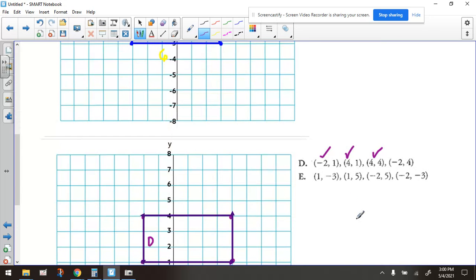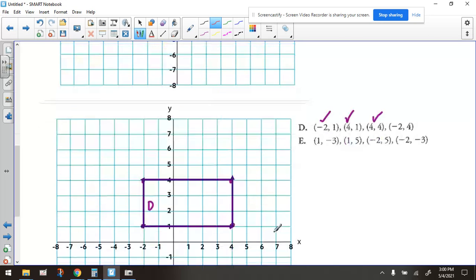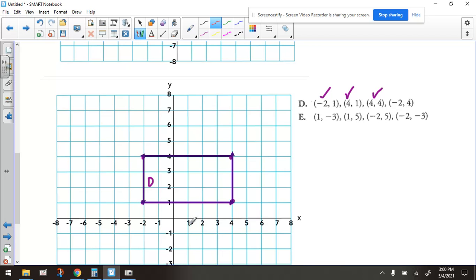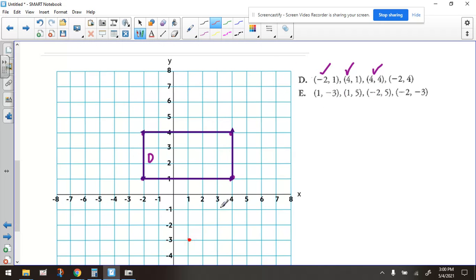All right, and then lastly, let's plot letter choice E. How about we use red again? So letter choice E, our first point, or our first ordered pair, is 1, -3. So if we go over 1 and then down 3, go over 1, up 5. And by the way, we could predict that that would be a vertical line just because the x coordinates match. -2, 5. And -2, 3. And again, we should be able to predict that that would form a vertical line just because these two things match.